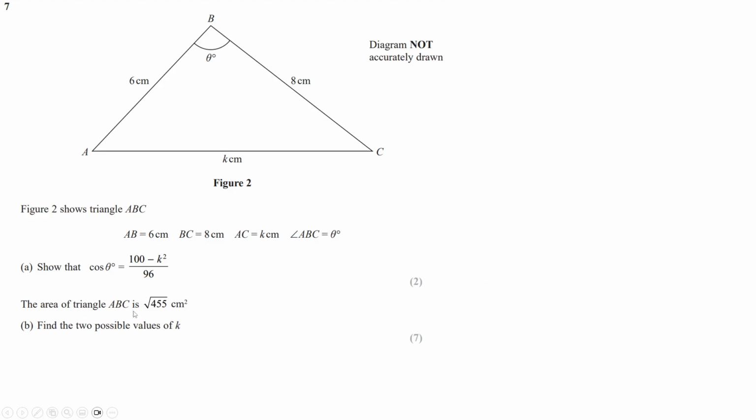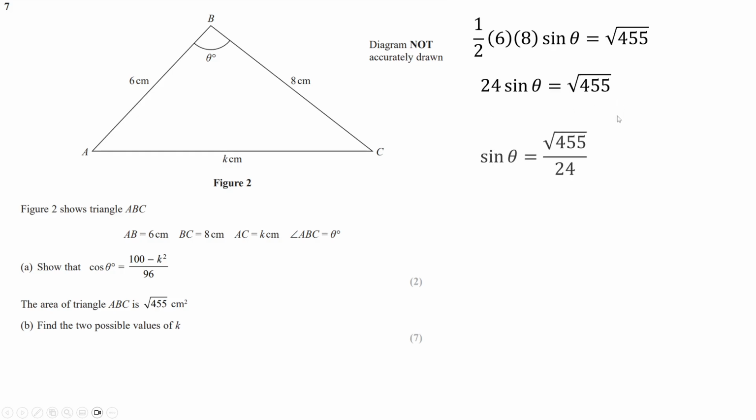The area of triangle ABC is root 455. Find two possible values of k. So we can use half ab sine C, and that equals root 455. This is 3 multiplied by 8, which is 24 sine theta. Divide by 24, so you have sine theta equals that. Right, I'm going to try to get cosine theta, because we've already got this in terms of cosine theta. So we'll just do that, because then I can just plug this into there, and then we can solve for k.